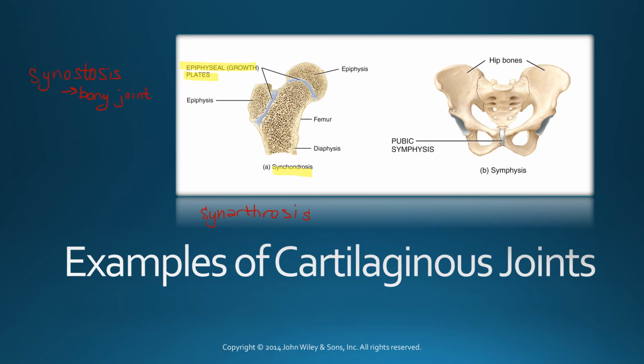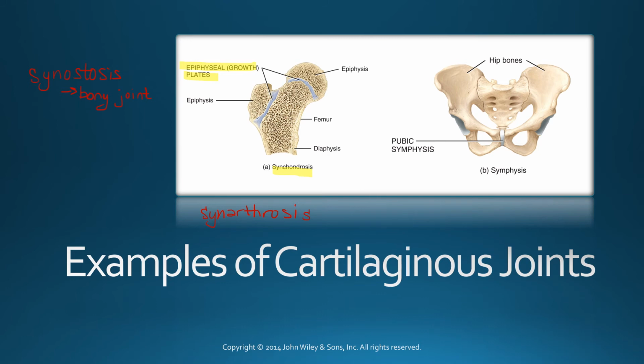Another example of a synchondrosis is the joint between the first rib and the manubrium of the sternum, which is also ossified during adult life and becomes an immovable synostosis, or a bony joint.